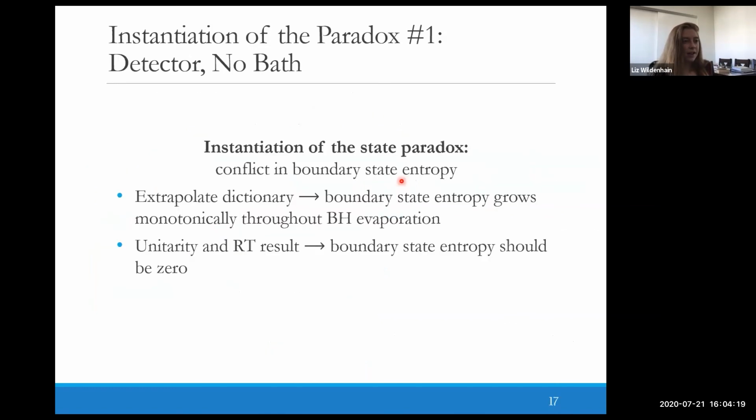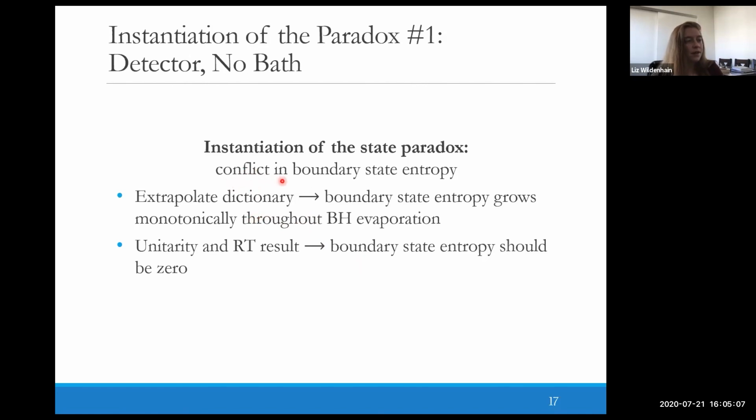So again, this is an interesting result because we started from semi-classical analysis and then computed something consistent with unitarity. And it seems to yield a contradiction in that the usual AdS/CFT extrapolate dictionary would imply that the boundary state entropy should just be the entropy of the Dyson sphere. So as the Dyson sphere increases in entropy, then the boundary state should increase in entropy as the black hole evaporates. But that conflicts with unitarity and the result that we got from the RT prescription, in which the boundary state entropy followed the Page curve.